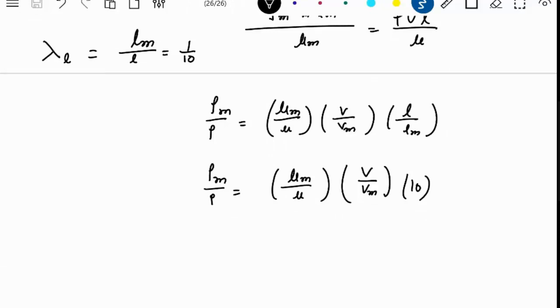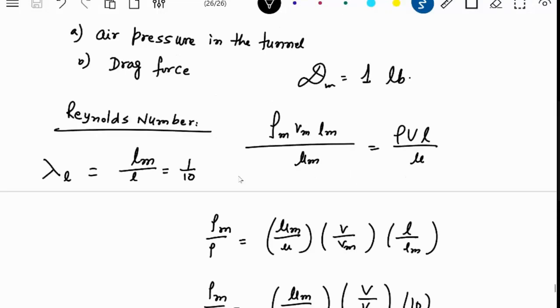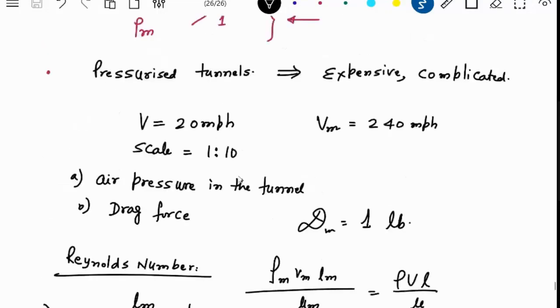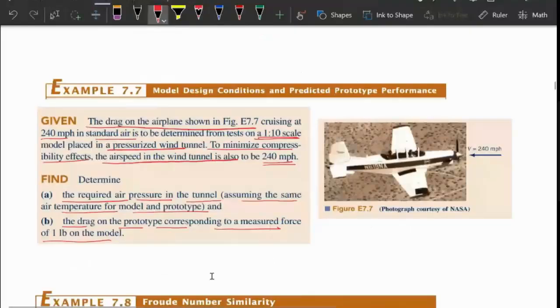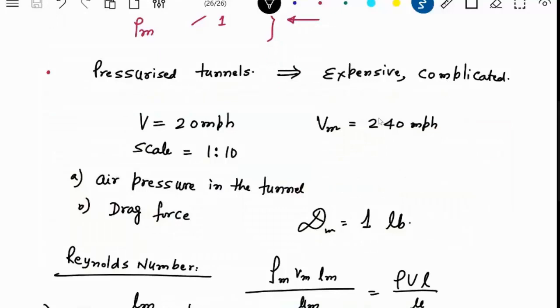So what was the Vm by V? What is Vm and what is V? So Vm is 240 and V is, let me check here. Yeah, it's not 20, it's 240. So you see, Vm is also 240. The wind tunnel speed is 240 and this aircraft speed is also 240. So this is 240, this is 240.